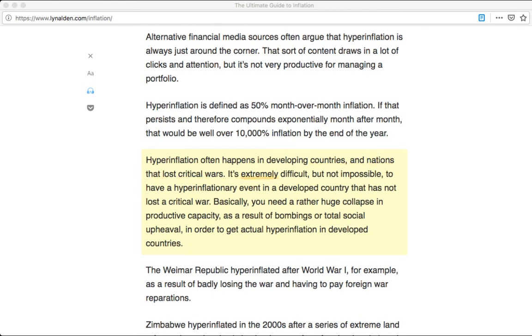It's extremely difficult, but not impossible, to have a hyperinflationary event in a developed country that has not lost a critical war. Basically, you need a rather huge collapse in productive capacity, as a result of bombings or total social upheaval, in order to get actual hyperinflation in developed countries. The Weimar Republic hyperinflated after World War I, for example, as a result of badly losing the war and having to pay foreign war reparations.